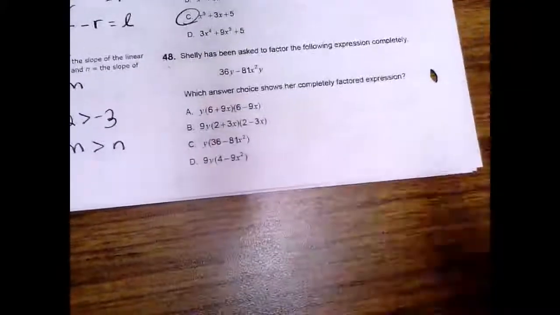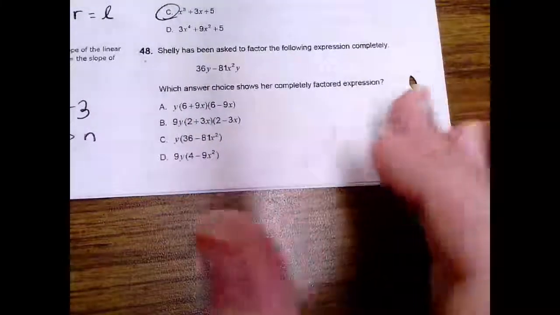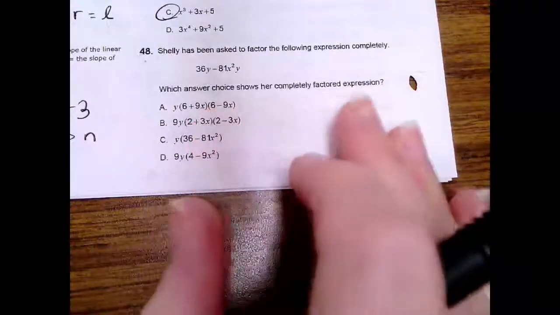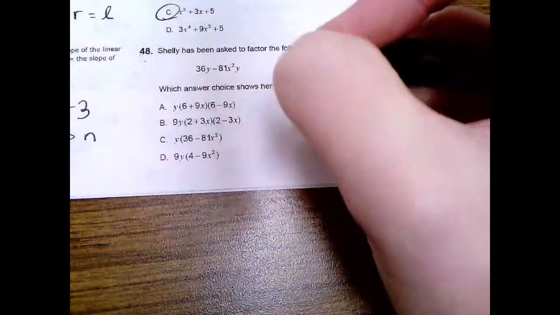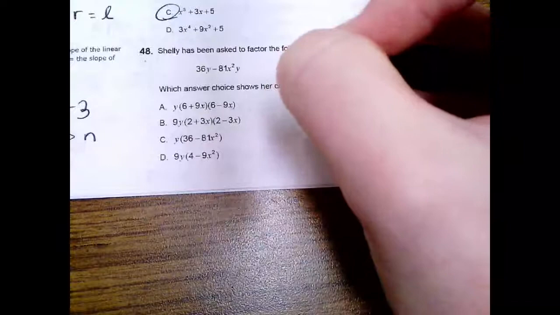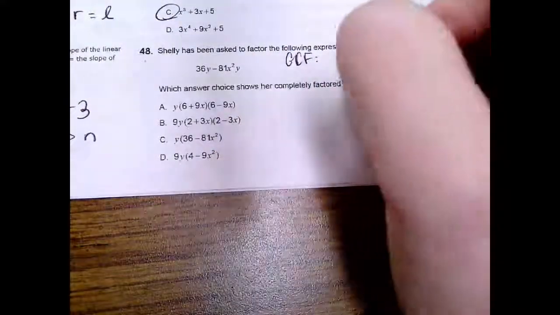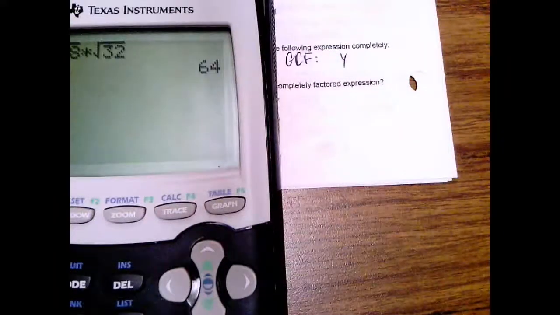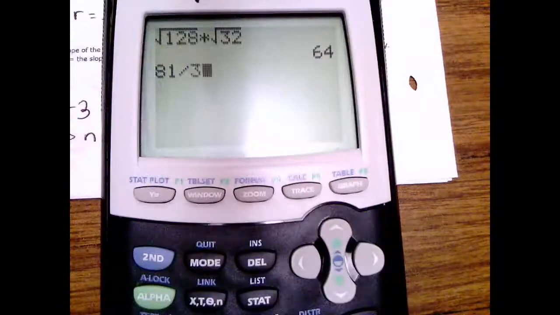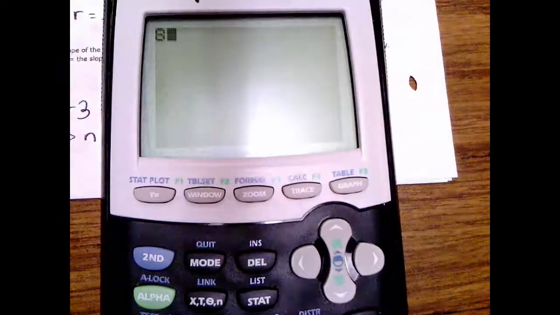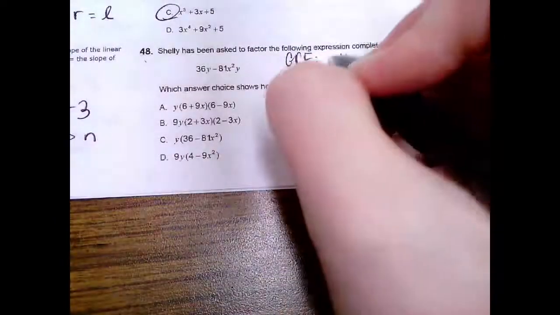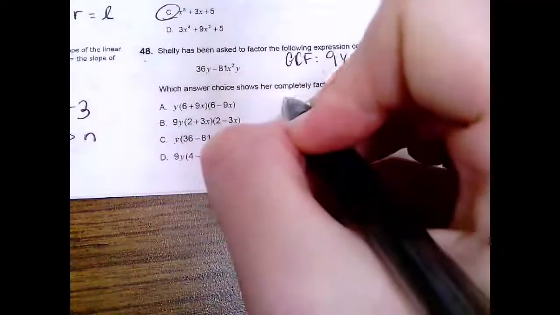Okay, last one. Shelly's been asked to factor the following expression completely. Which answer choice shows her completely factored expression? Take out first any GCF that you see. Okay, I can take out a y from both of these. I can also, let's see if 81 is divisible by 36. Nope. So I know they're both divisible by 9. And I think that's the highest. So think about your factors. They're both divisible by 9. So a 9y is going to come out in front.